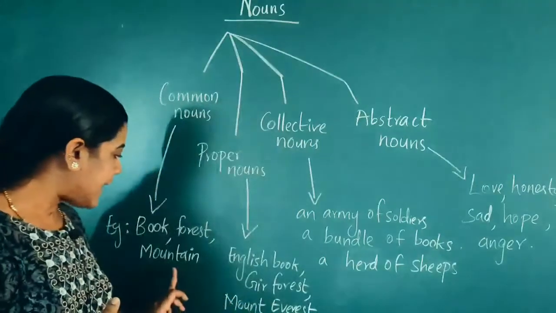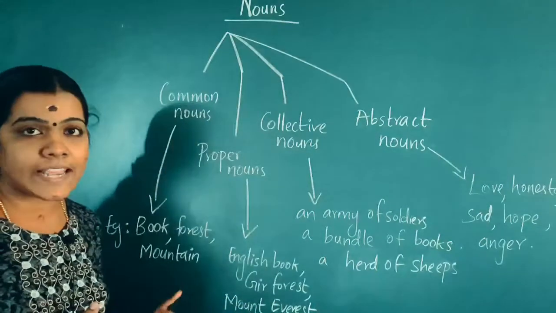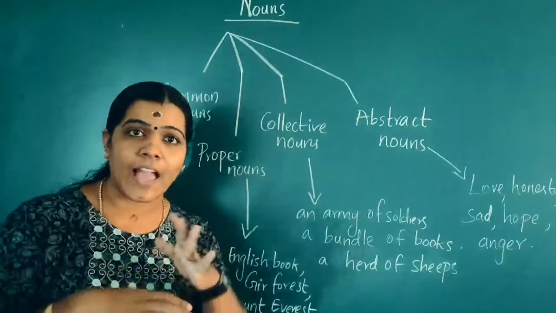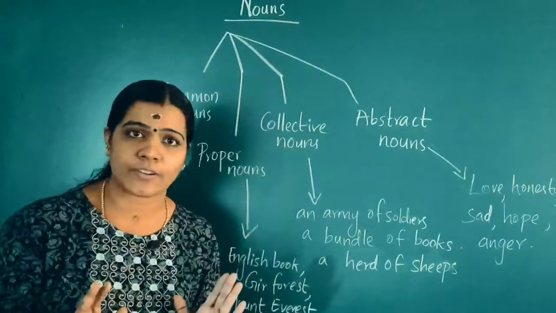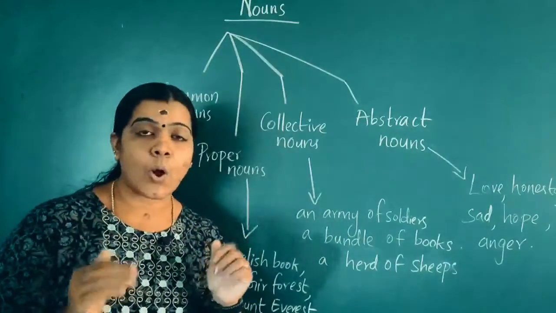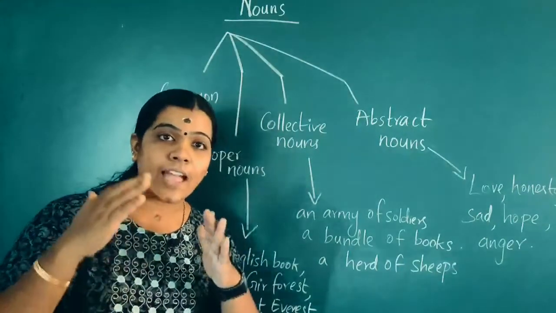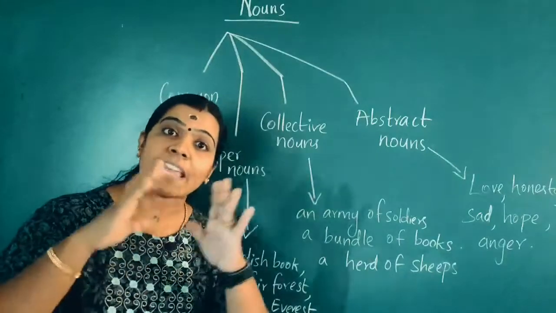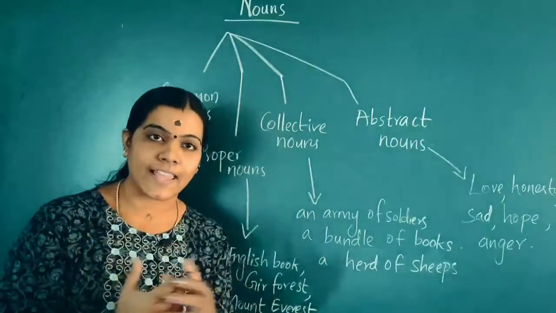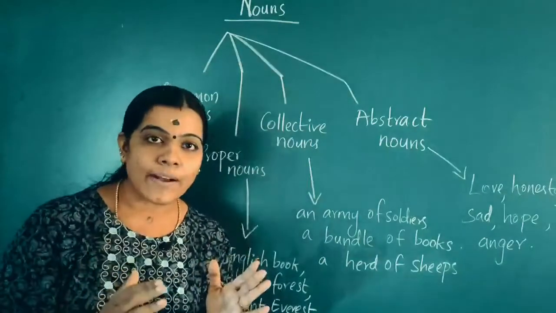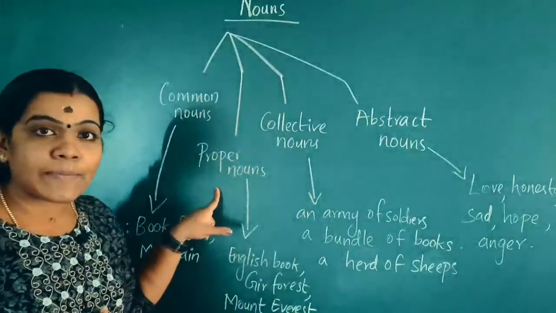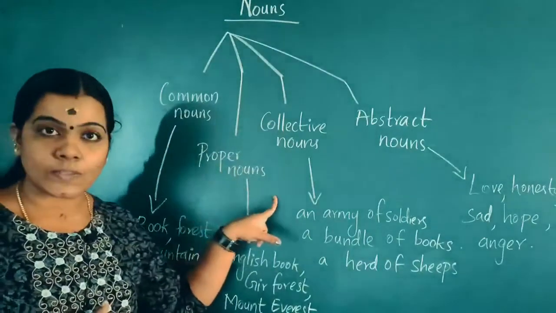Then the third one, mountain. I am not referring to a particular mountain. I am referring to mountain in general. So such types of nouns are called common nouns. Things that we are not referring to in particular. Generally we are saying, things are called common nouns. So the second type is proper nouns.